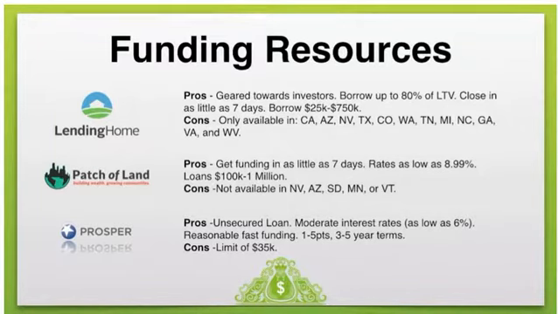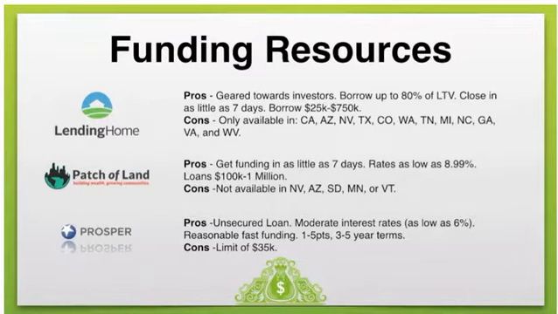Now, Lending Home is pretty much a soft money lender, and the pros are it's really geared towards investors, and you could borrow up to 80% of the LTV of the acquisition. Sometimes they'll even lend on the rehab, and they can get these loans done in 7 to 10 days, especially if you've already used them once before and they already have your paperwork on file. You can borrow anywhere from $25K up to $750K, and the major downside is there's only a few states that they're available in. Right now it's California, Arizona, Nevada, Texas, Colorado, Washington, Tennessee, Michigan, North Carolina, Georgia, Virginia, and West Virginia, but they're adding new states all the time.